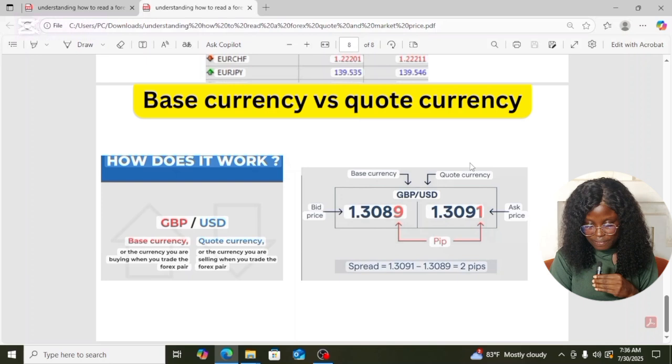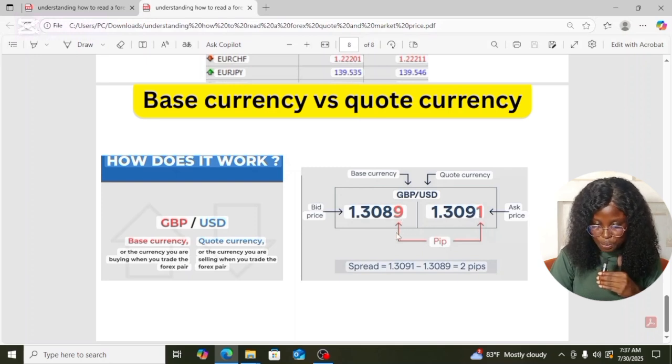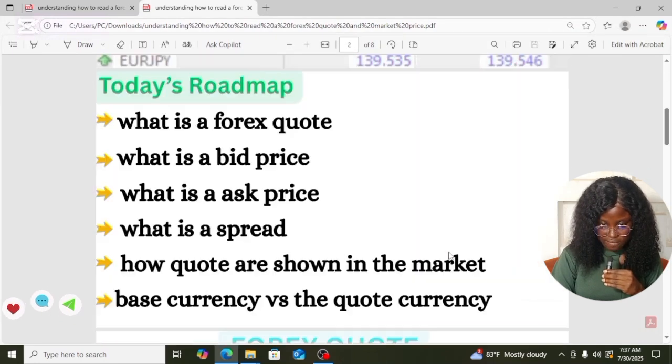So now this is everything we've talked about: bid price, ask price, the base currency, the quote currency, the forex quote. The difference between the ask price and the bid price is known as the spread, and this spread is always in pips. So please don't make this mistake. The difference between the bid price and the ask price is known as the spread, and these spreads are always in pips. This spread is the commission we pay to our broker. I hope I'm able to explain this very well. So this is everything for today's video.